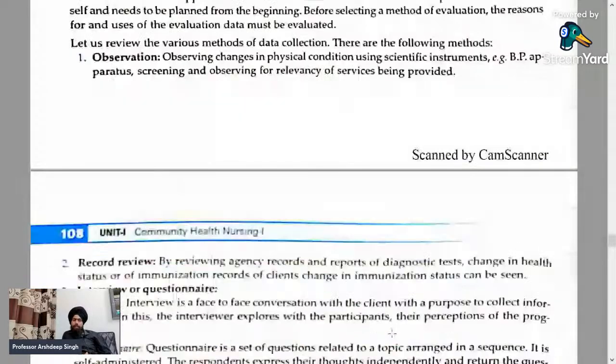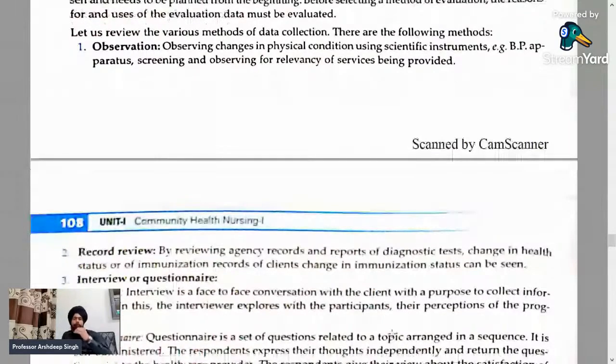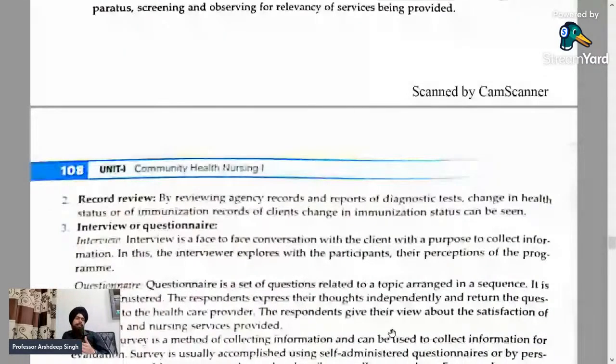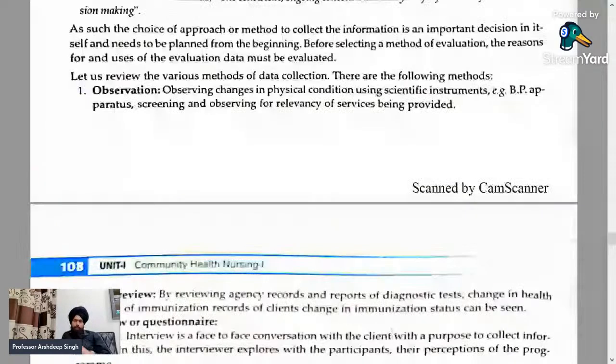So observing changes in the physical condition. For example, you want to decrease the temperature of the person. If in the end it is decreasing, you will observe that your planning is successful. Or an alternate nutrition pattern is there, but after the implementation of the intervention, there is a balanced nutrition pattern of the patient, so you will get to know that your planning was successful. Okay, so an example is written over here: be prepared for screening and observing for relevance of the services being provided.